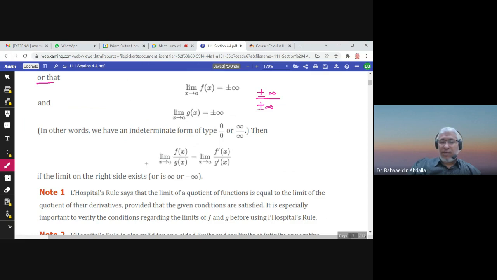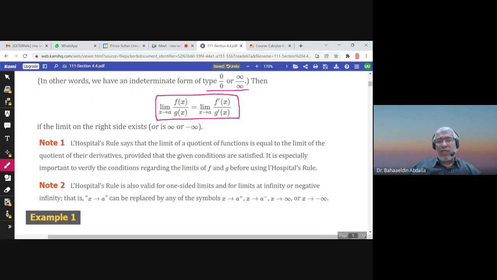If this is the case, if the limit of f over g is either 0 over 0 or infinity over infinity, then L'Hopital's rule says that limit of f over g is exactly equal to limit of f prime over g prime. That's L'Hopital's rule. Notice that x approaches a can be replaced by any of the symbols: x approaches infinity, negative infinity, a plus, a minus, any limit.